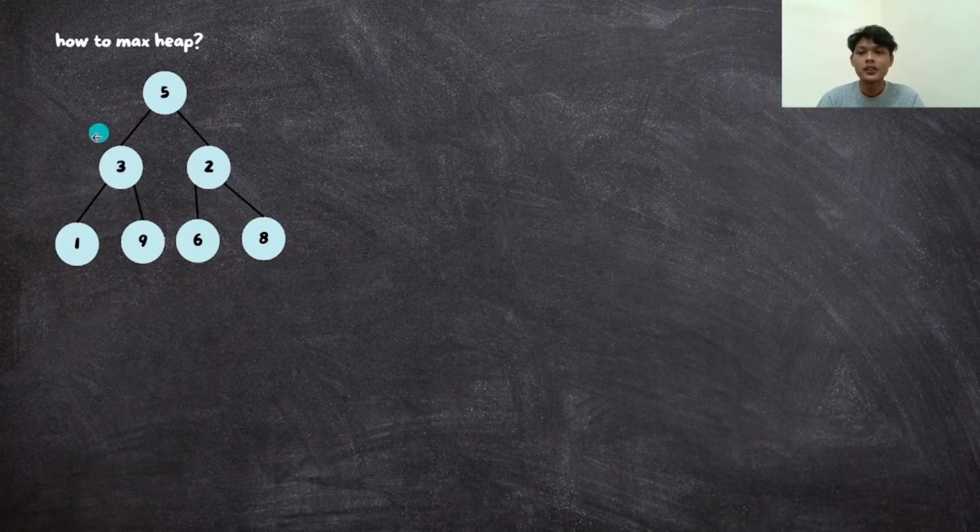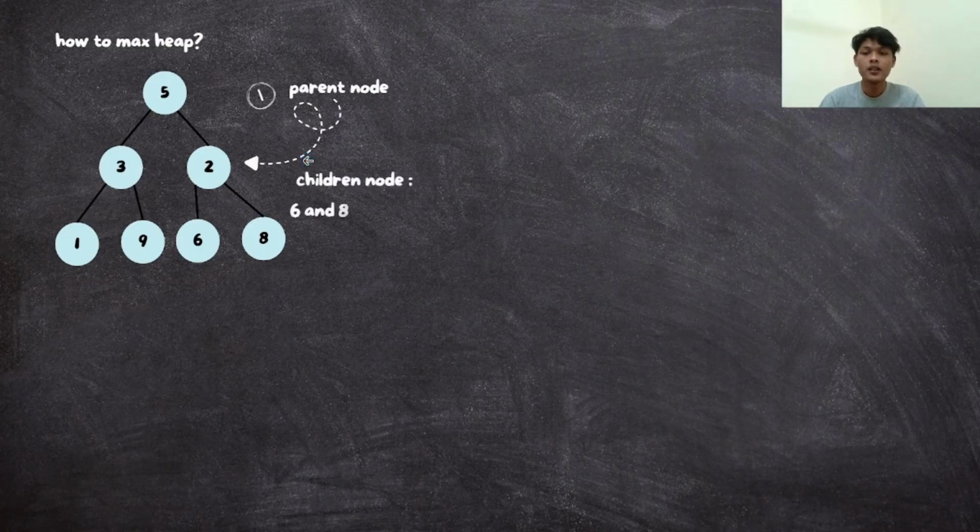This is our binary tree or our array without converting it to max heap. So first you need to understand what is the parent node and what are the children nodes. Let's say my parent node is 2. So what are my children nodes? My children nodes are 6 and 8.